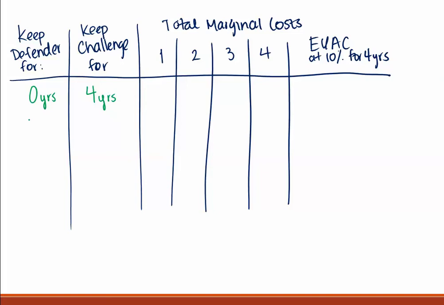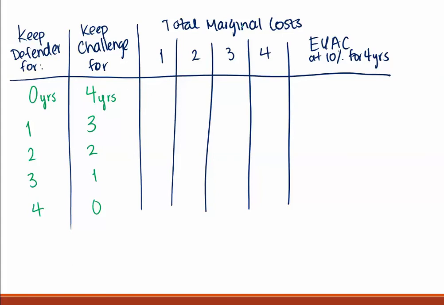I could also keep the Defender for 1 year, which means that if I'm looking at an analysis period of 4 years, then this needs to be 3, 2 and 2, 3 and 1, 4 and 0, right? All of these rows add up to 4 because that's my analysis period. So what am I going to fill out here?